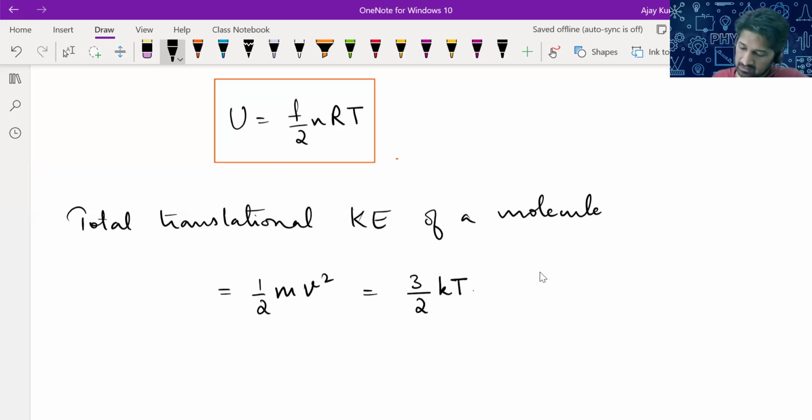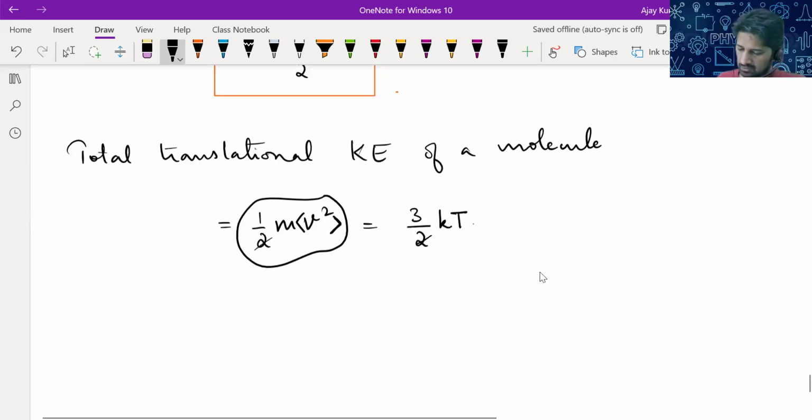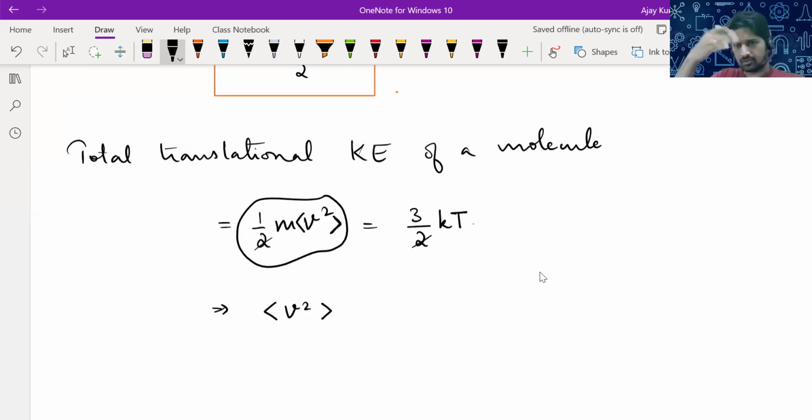So the translational kinetic energy of a molecule, on average, I'll have to put angular brackets here. Average translational kinetic energy of a molecule can be expressed as 3 by 2 kT. Cancel the 2's. So you can write average of v square for all the molecules of the gas is 3 kT divided by small m, where small m is the mass of the gas molecule.